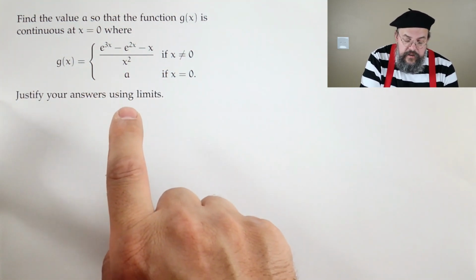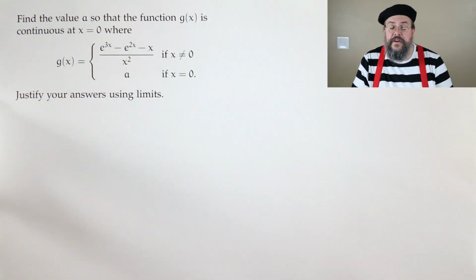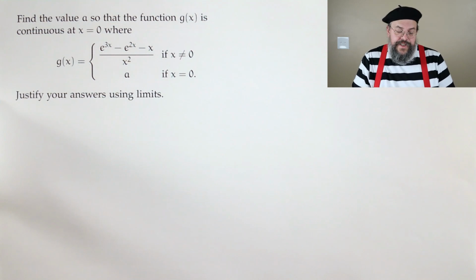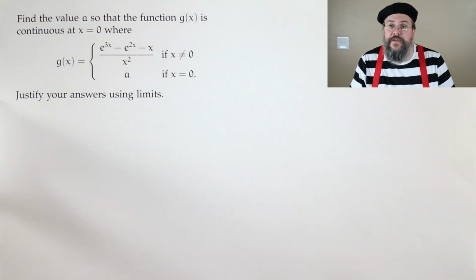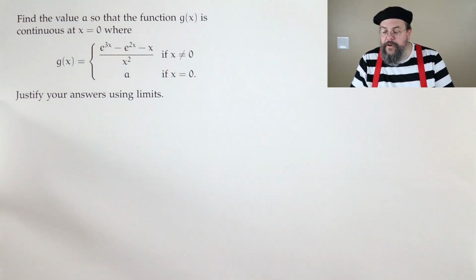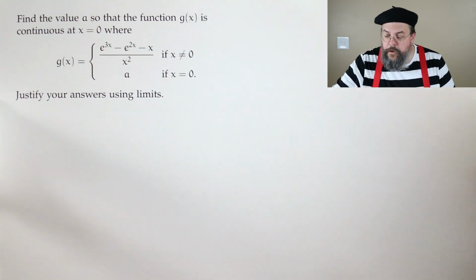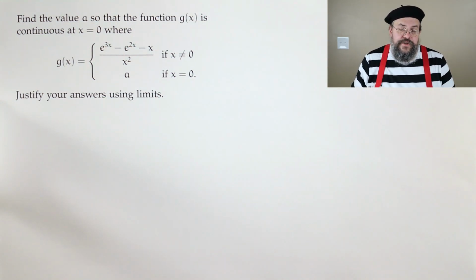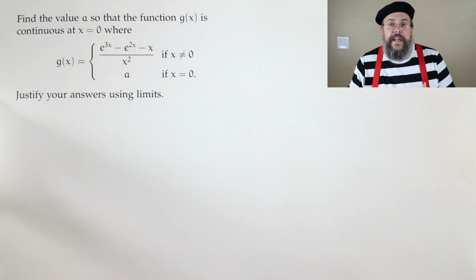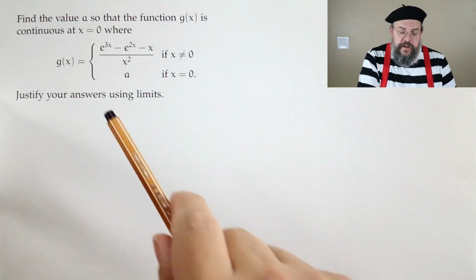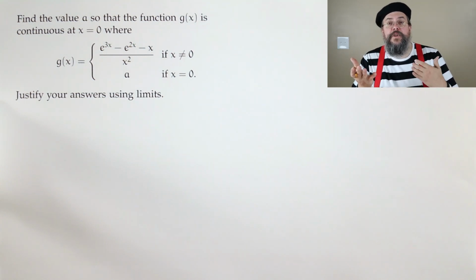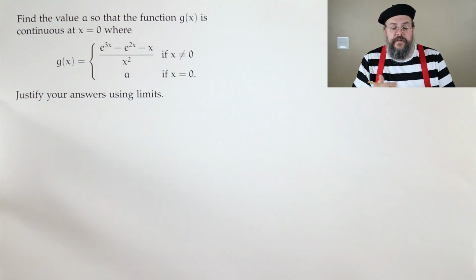Divide that by x squared if x is not 0, and a if x equals 0. And it says justify your answers using limits. Now, what are we trying to do? Well, whenever we want something to be continuous, what needs to be true is that what happens at the point, in particular, here our point is 0. So what happens at 0 is what we think should happen at 0.